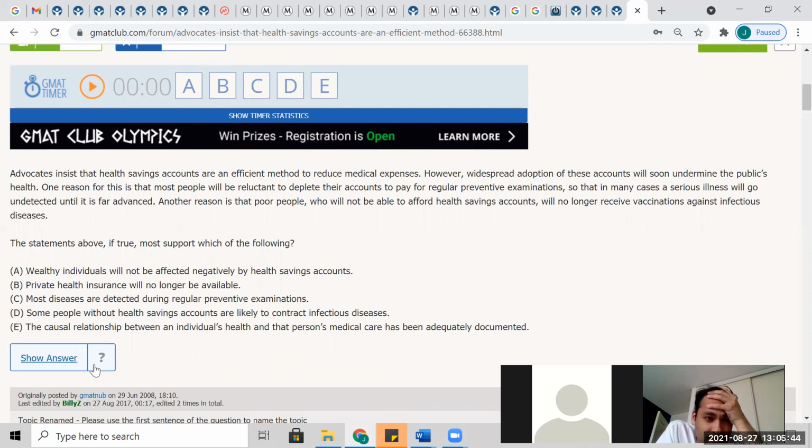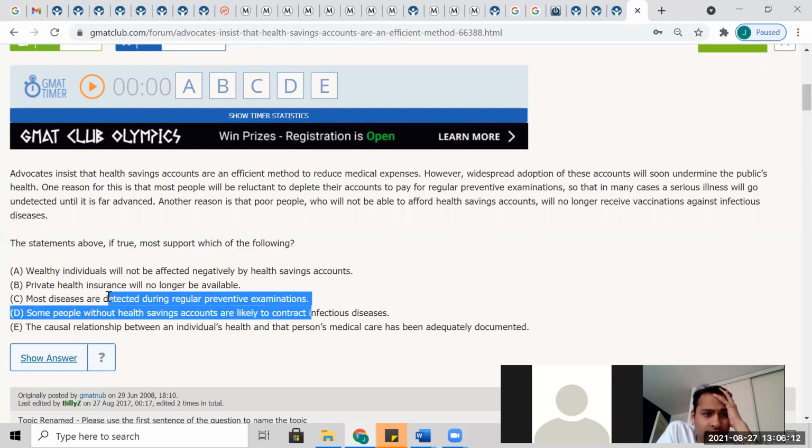Poor people who will not be able to afford health savings will no longer receive vaccinations against infectious diseases. So without the account, you'll not receive vaccination and effectively you'll be more susceptible to contract infectious diseases. I did not think of it that way at all. Why did you eliminate C?